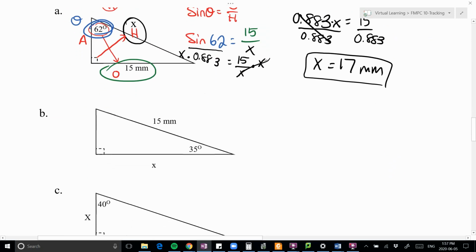So let's try that again here. So remember, my first step is going to be to identify my sides. So here's my h.